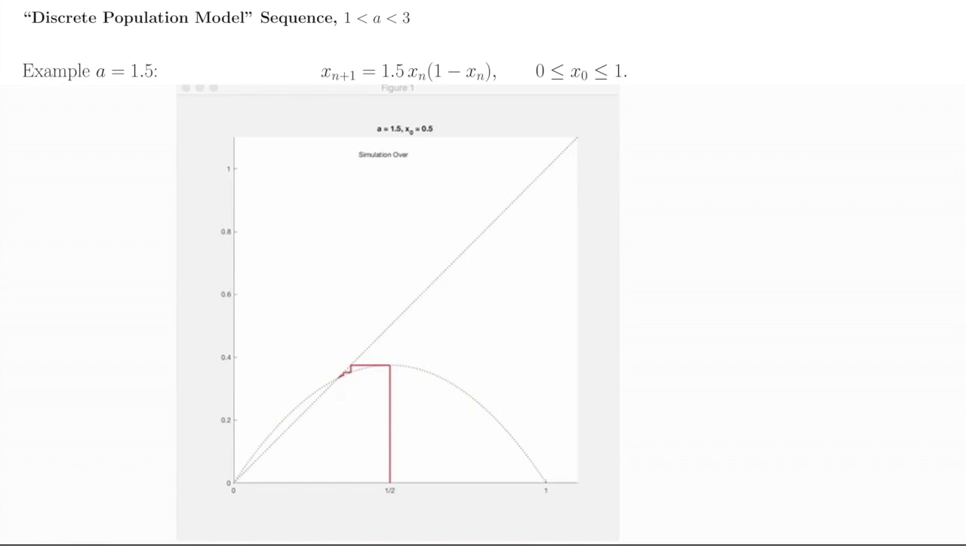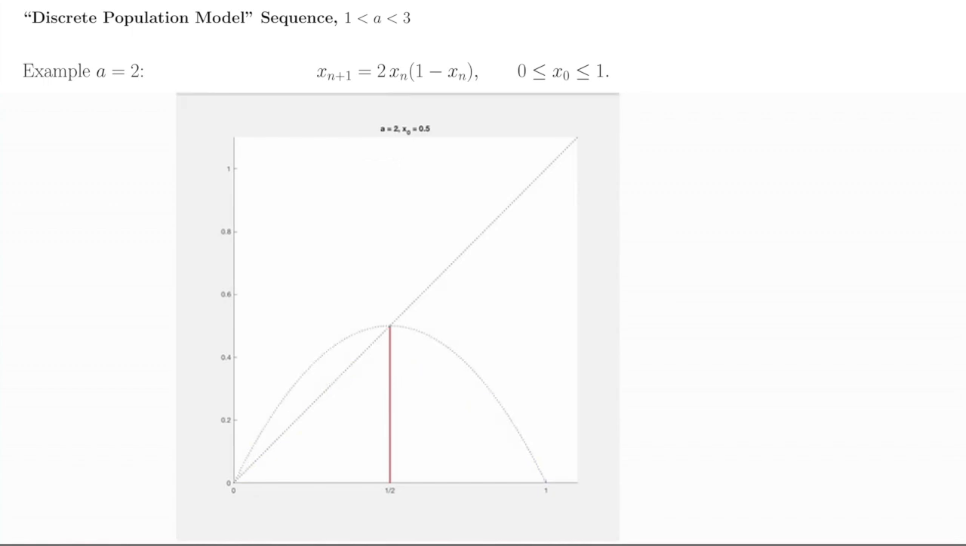Let's look at a few simulations with a equal to 2. So let me change the a value. Well, if a equals 2, the intersection between the parabola and the line happens right at 1/2. So if I pick an initial seed of 1/2, I'm actually right at the limit and we wouldn't move at all. If I pick something like 0.75, then we see the same behavior as before, where we bounce left and then travel up.